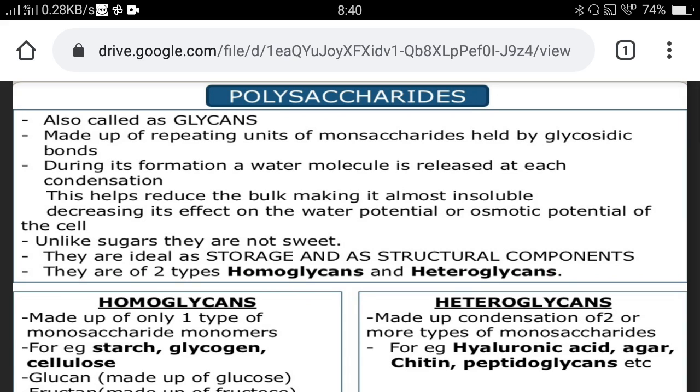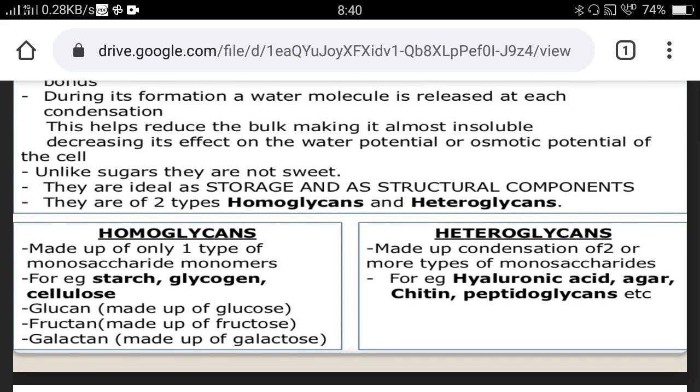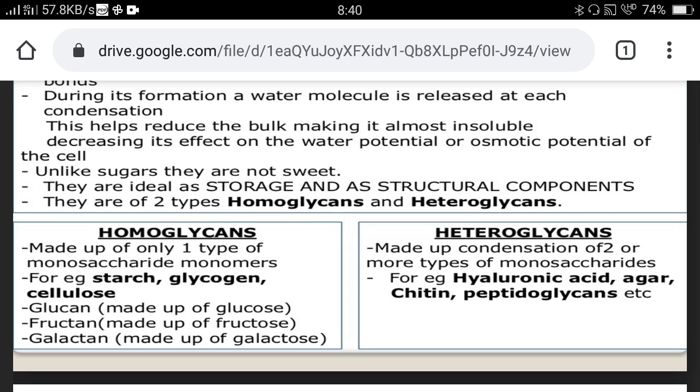They are of two types, homoglycans and heteroglycans. Homoglycans are made up of only one type of monosaccharide monomers, for example starch and cellulose. Glucan is made up of glucose, fructan made up of fructose, galactans made up of galactose. Heteroglycans are made up of condensation of two or more types of monosaccharides, for example hyaluronic acid, agar, chitin, peptidoglycans, etc.